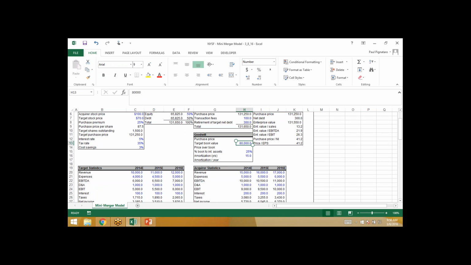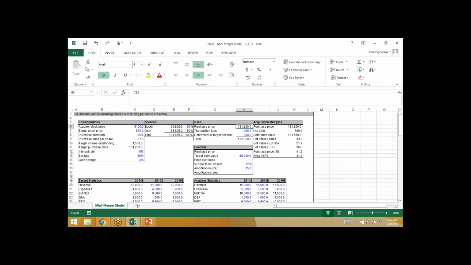Okay, Goodwill box here. Make sure you're with me on this. Purchase price. And it has to be the equity value of purchase price always. Don't get fooled by that. Target book value is given. So the price over the book value is the difference, right? 51,250. That's either goodwill or it can get broken up into several pieces if a portion of that is allowed to be allocated to other things like intangible assets.